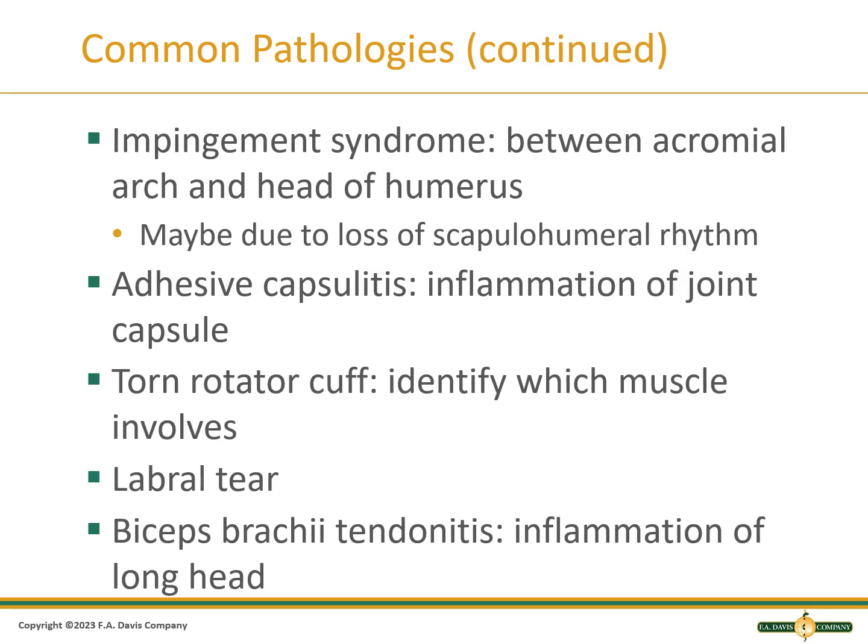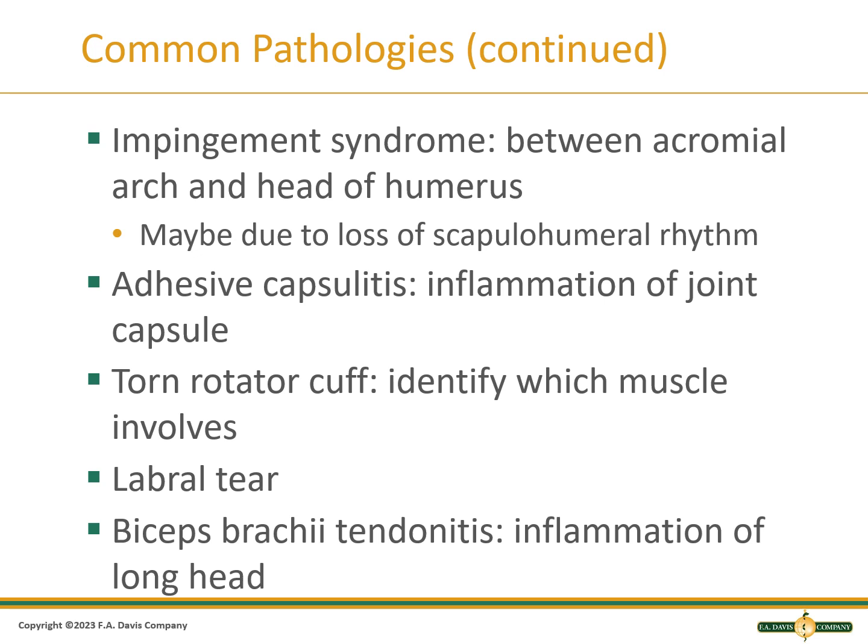We'll look at impingement syndrome, which happens between the acromial arch and the head of the humerus. And this is typically due to a loss in the scapulohumeral rhythm. And we get impingement between the greater tubercle and the acromion process of our rotator cuff muscles, with supraspinatus being the most commonly involved. Adhesive capsulitis is also known as frozen shoulder.